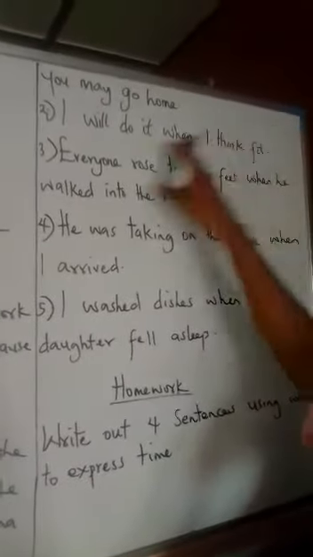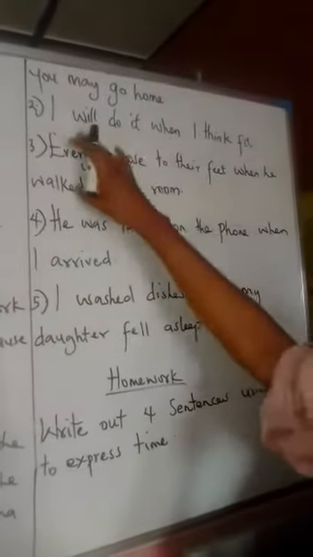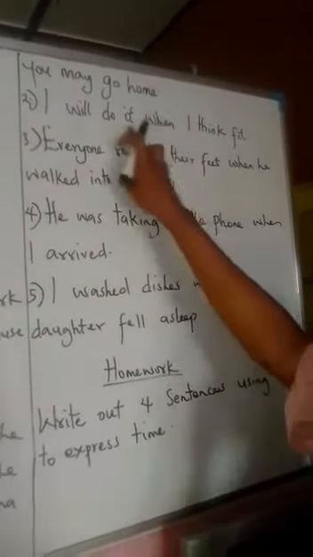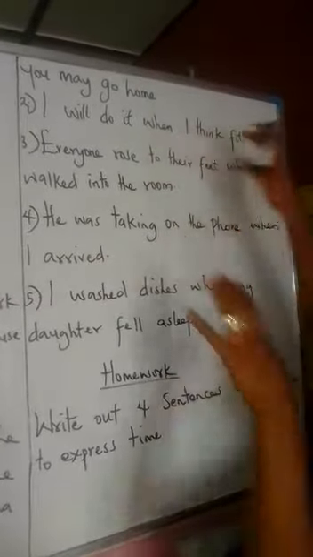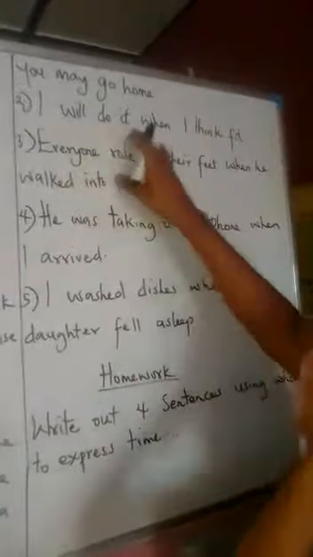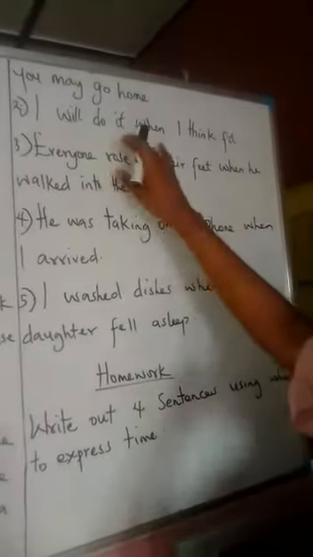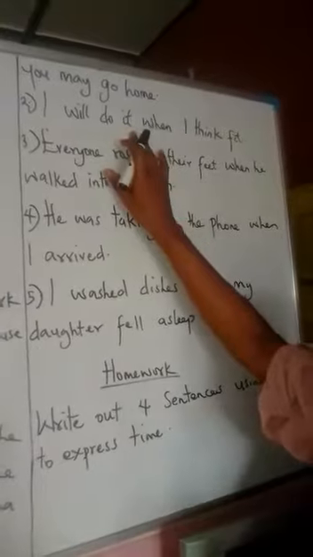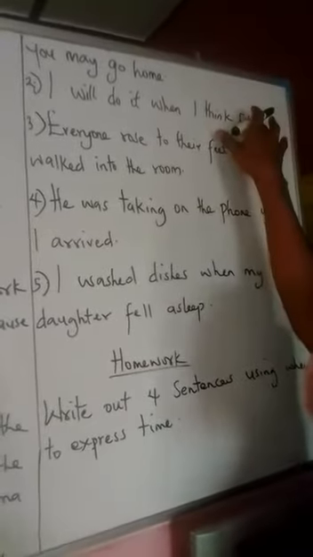Okay, look at the second sentence. I will do it when I think fit. You can see that when didn't start the sentence. It is in the middle. So there is no need of using a comma to separate the two clauses. Look at this, the two clauses. I will do it is a clause. When I think fit is another clause. I will do it is an independent clause. And when I think fit is what? A dependent clause.